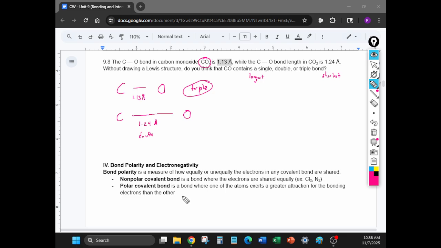If you wanted to, you could draw the Lewis structure, and you would see it's going to be a triple bond in between them. Okay? All right, so that's pretty much all you need to know for bond lengths. Just know that single is the longest, weakest bond, and triple is the shortest, strongest.